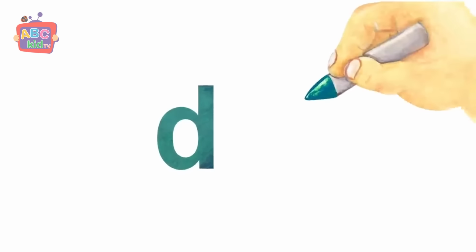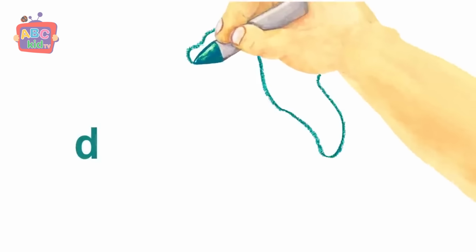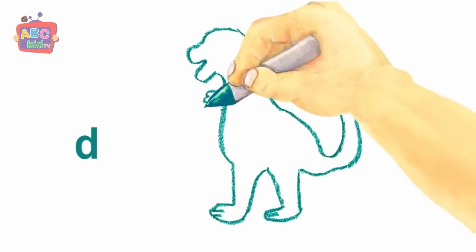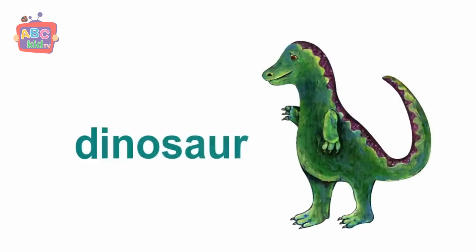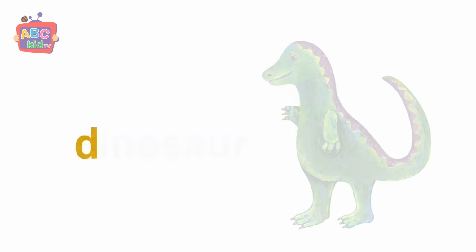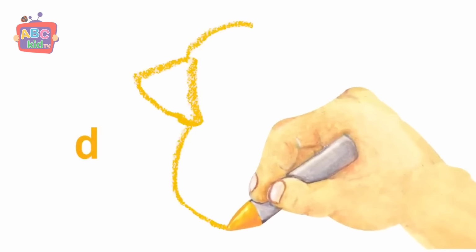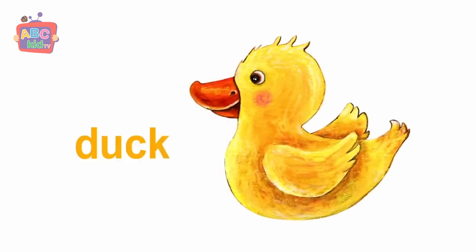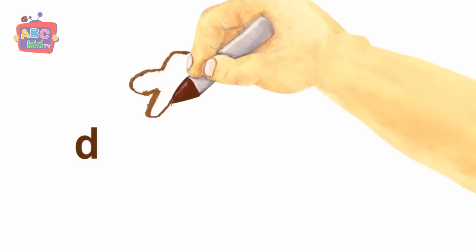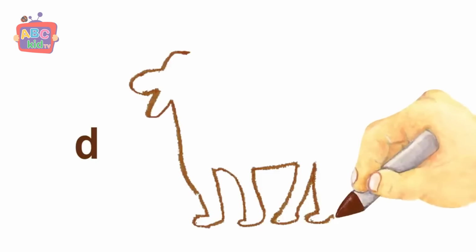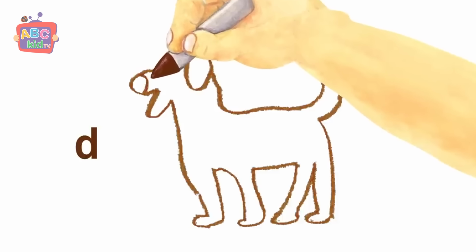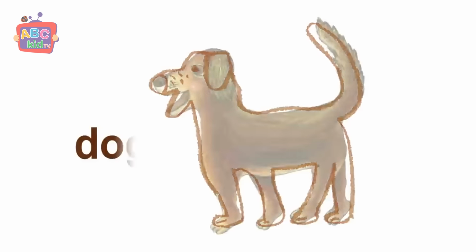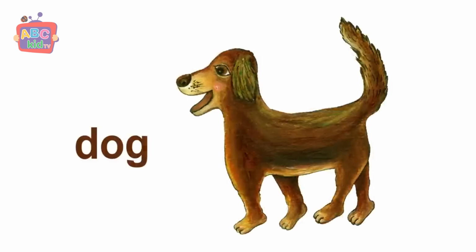Next comes the letter D. D. Let's draw some animals with names starting with D. What is this? This is a dinosaur. Let's draw another one starting with D. What about this? This is a duck. Quack, quack. How about this one? This is a dog. Woof, woof.